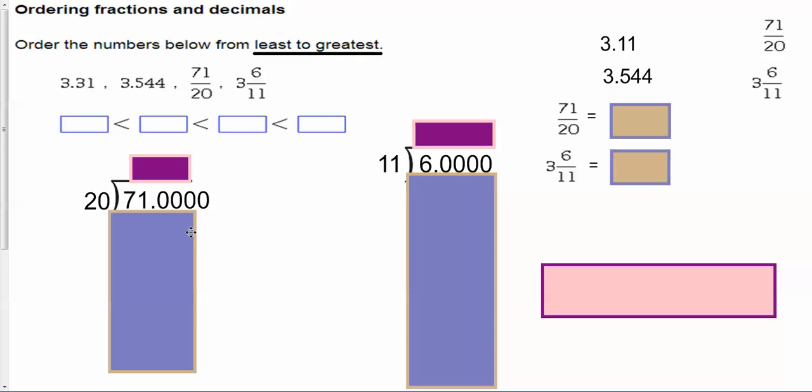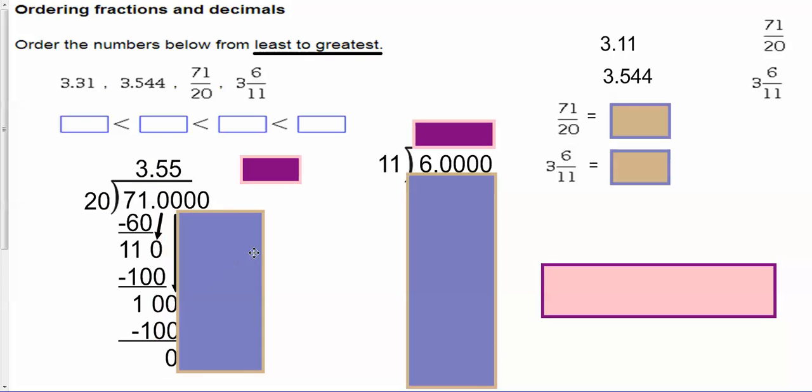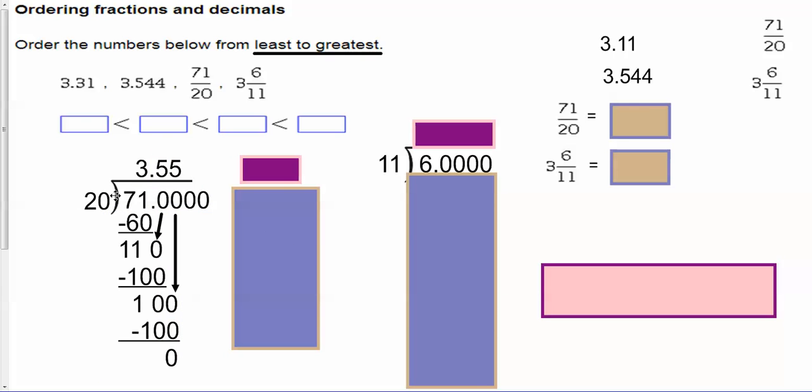So what we're going to do is turn these fractions, 71 over 20 and 3 and 6/11ths, into decimals. So when I divide, here's my division work. 71 divided by 20 gives me 3 and 55 hundredths. So 71 over 20 is 3 and 55 hundredths.